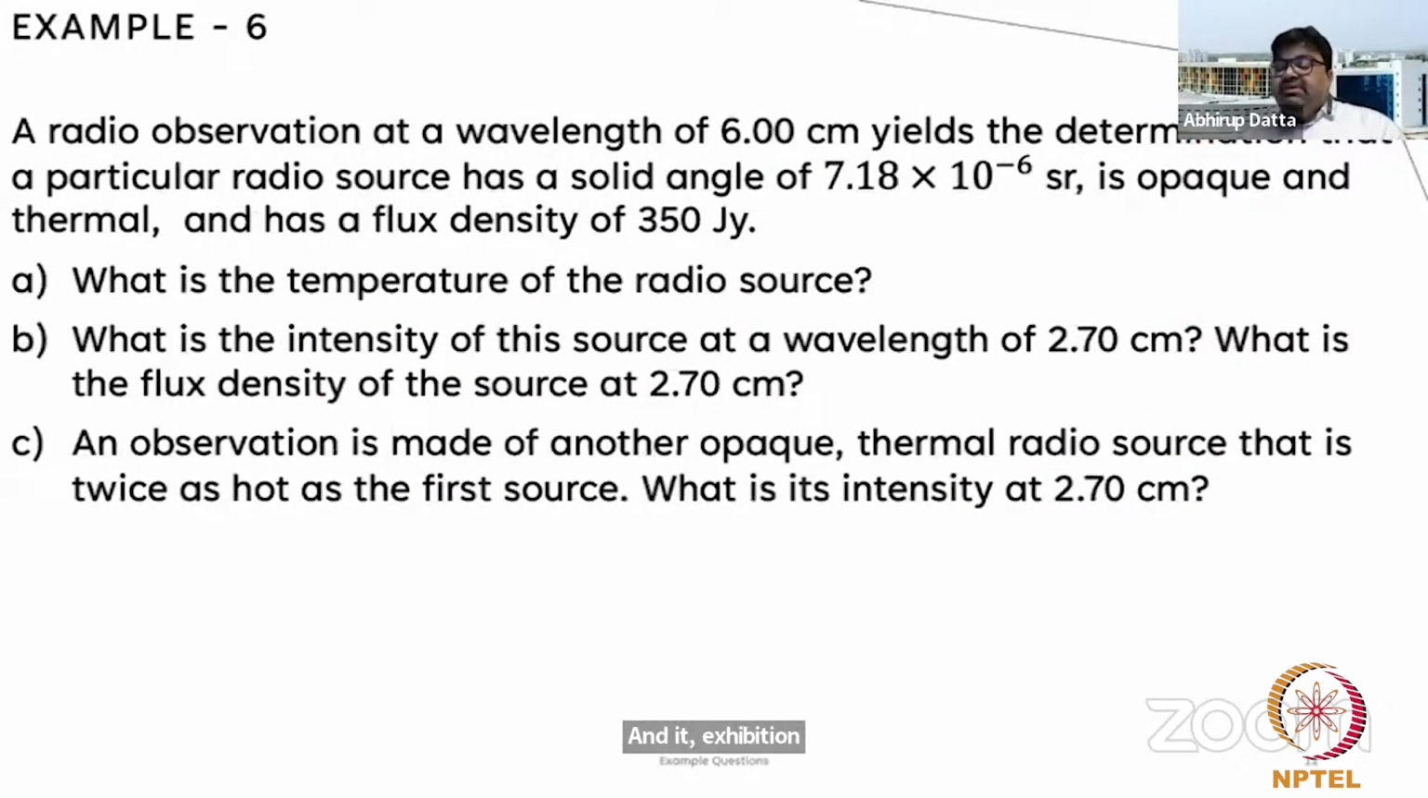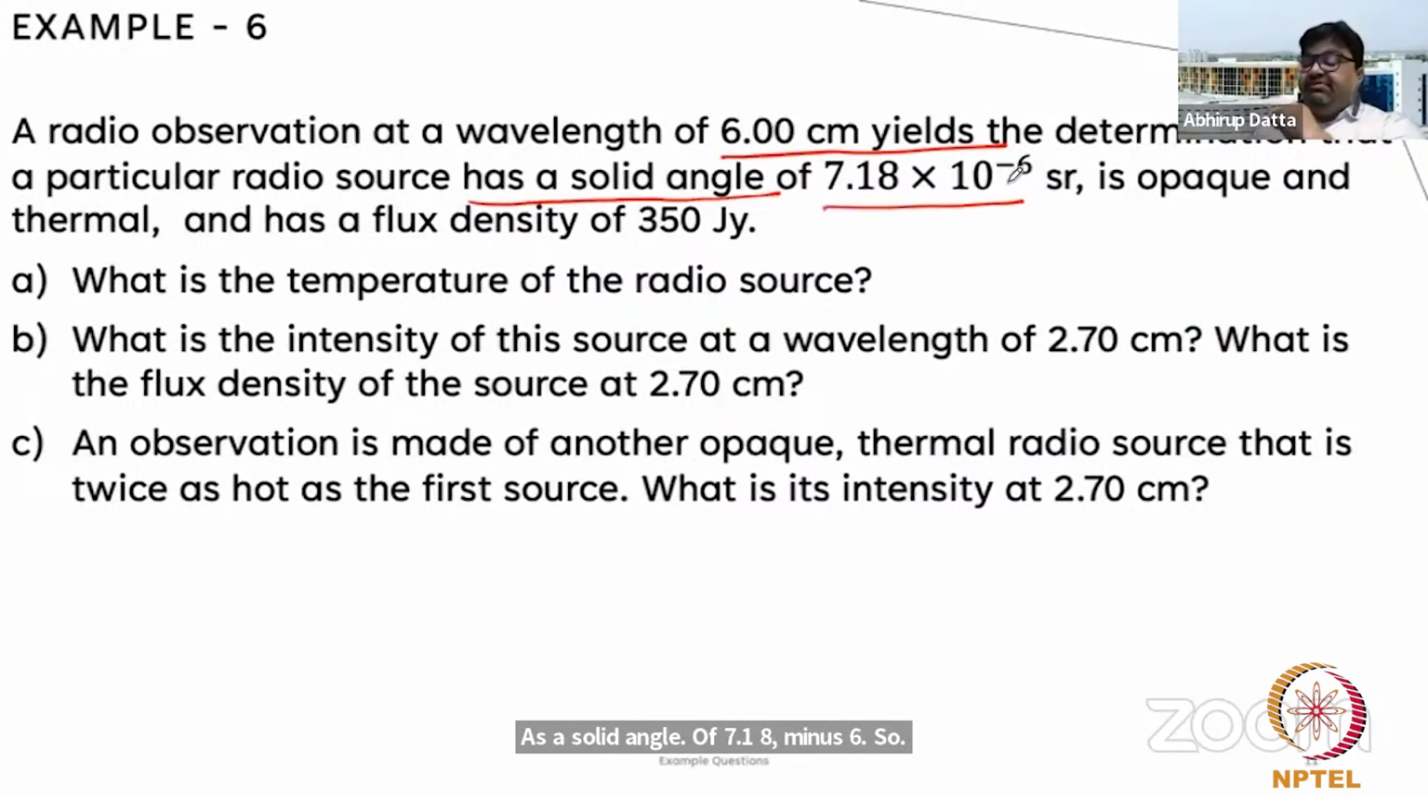The next example, we have a radio observation at a wavelength of 6 centimeter. It is the determination that a particular radio source has a solid angle of 7.18 times 10 to the minus 6 steradian, is opaque and thermal, and has a flux density of 250 joules.